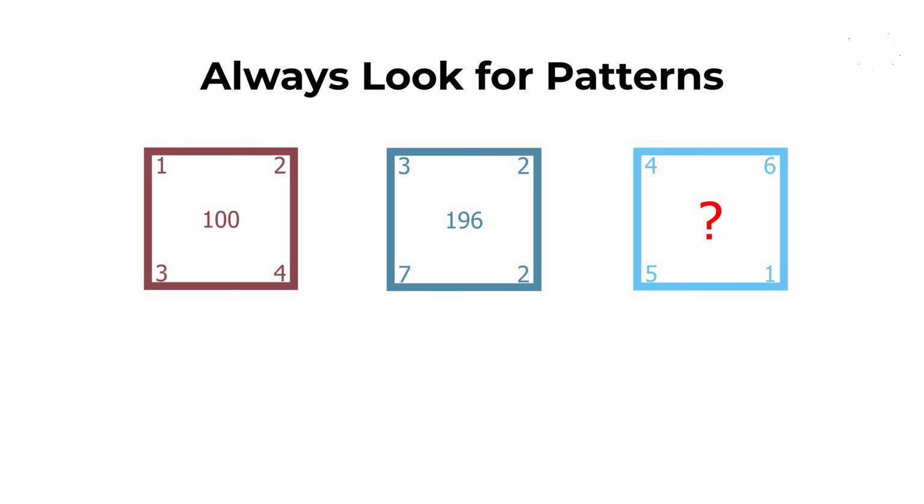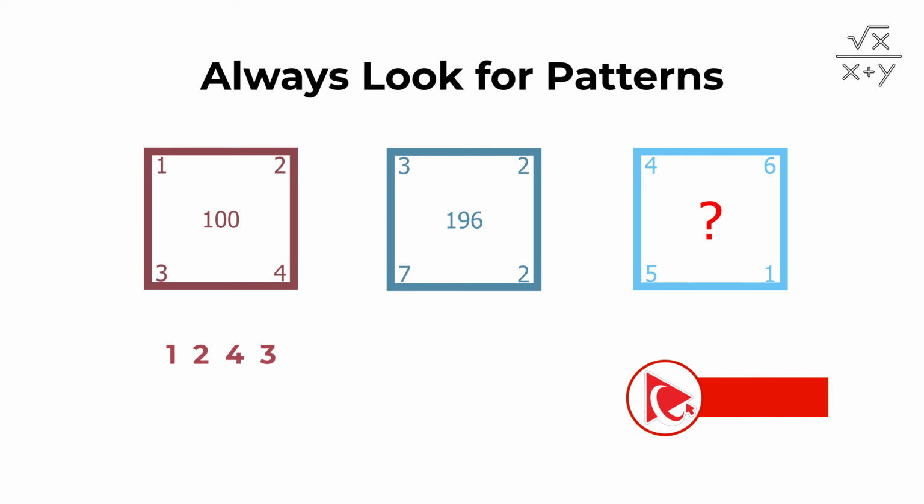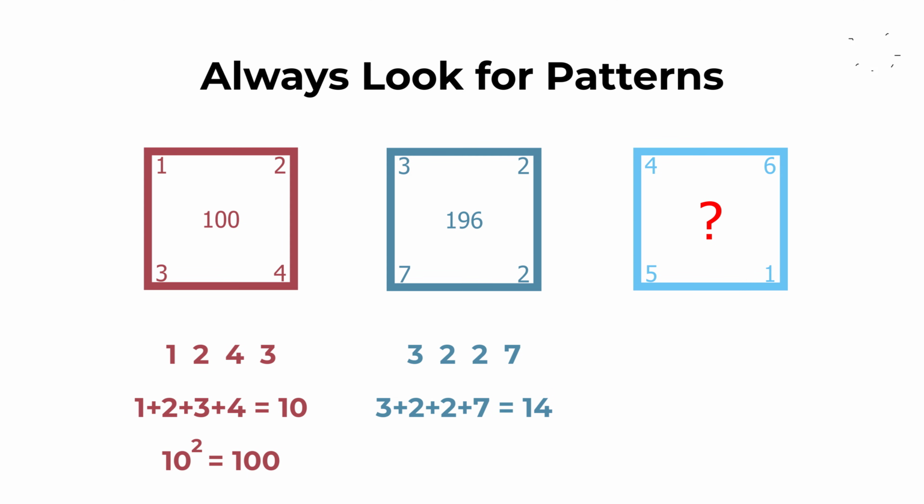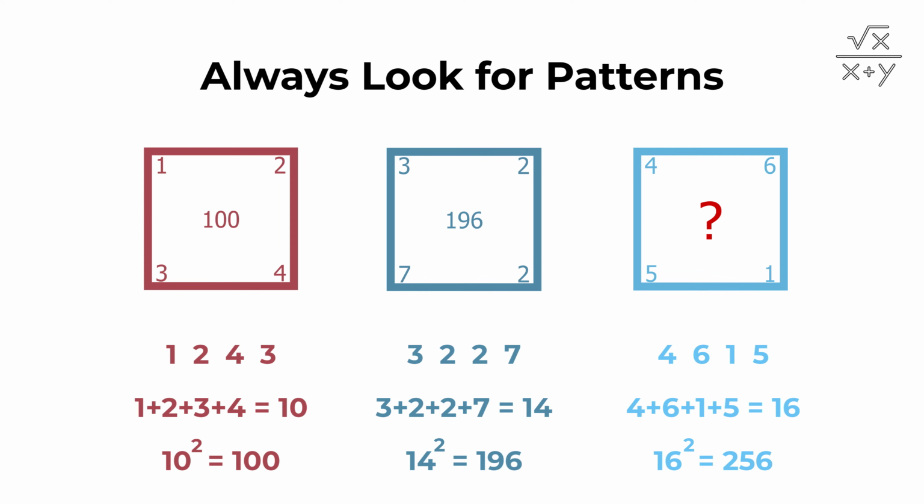We have numbers in the corners 1, 2, 4, and 3. The sum of 1, 2, 3, and 4 is 10, and 10 squared is 100, and this is how 100 was calculated. The next one is the dark blue square. The sum of 3 plus 2 plus 2 plus 7 equals 14, and 14 squared is 196. And now the light blue square has the sum of numbers equals 16, because 4 plus 6 plus 1 plus 5 equals 16, and 16 squared is 256.